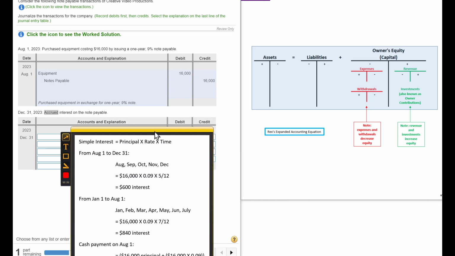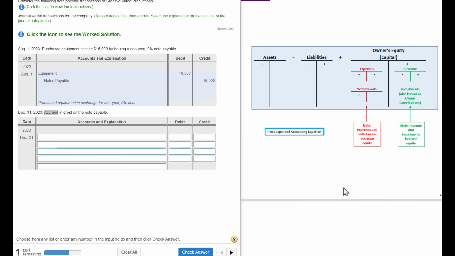Again, the formula is principal times rate times time. So we owe interest from August 1st till the end of December. So the beginning of August to the end of December. So that's August, September, October, November, December. That's 5 months. So we're going to plug the numbers into our formula. Principal is $16,000. The rate is 9% times 5 divided by 12, and that gives us $600 of interest that we have accrued, or we technically owe, at the end of December.